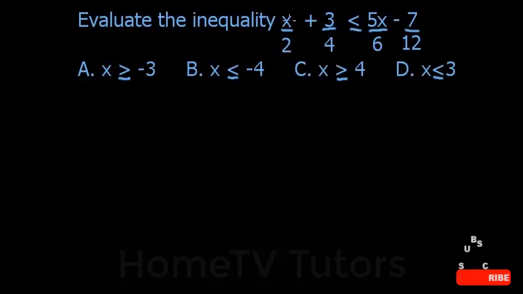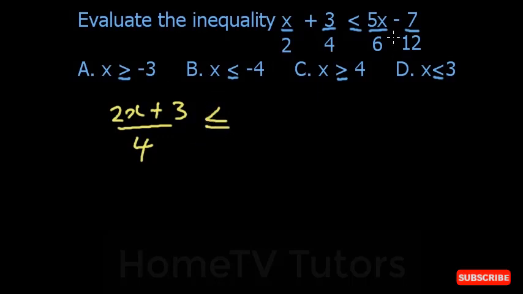Evaluate the inequality x over 2 plus 3 over 4 less than or equal to 5x over 6 minus 7/12. We start by looking for the LCM of the denominators on the left hand side, 2 and 4, which is 4. 4 divided by 2 gives us 2, times x gives us 2x, plus 4 divided by 4 is 1, times 3, that's 3, less than or equal to the same.